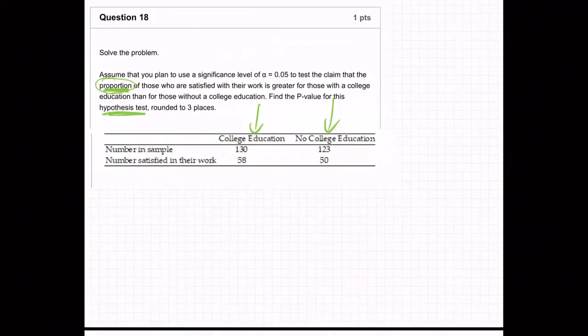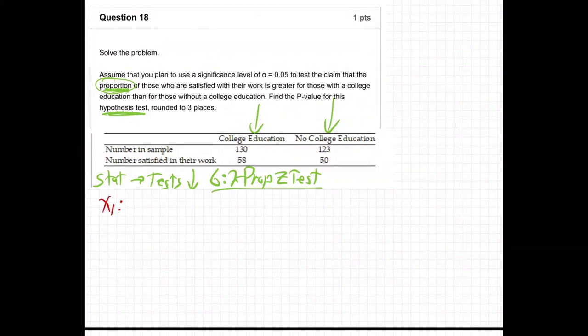So I'm going to go on my calculator, stat, over to tests, go down to the 2 prop Z test, which is number 6. 2 prop Z test. And then it's going to ask me X1, N1, X2, N2.